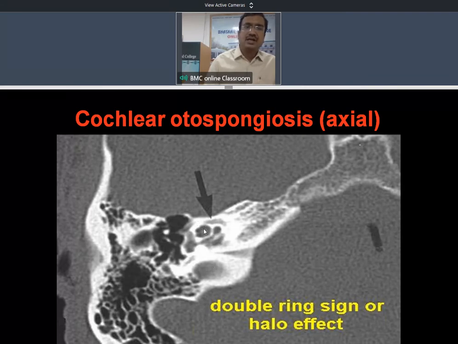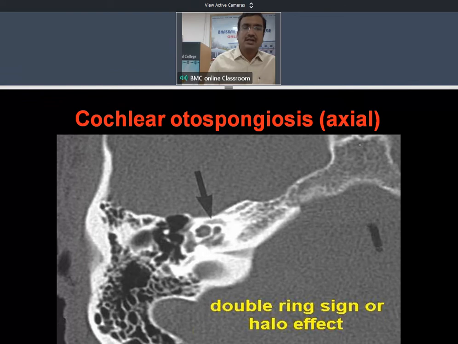So this is the cochlea. Around the cochlea there will be a lucent area, which is the cellular active focus of otosclerosis. You can see the lucent area around the cochlea. So that is seen in the cochlear type of otosclerosis.